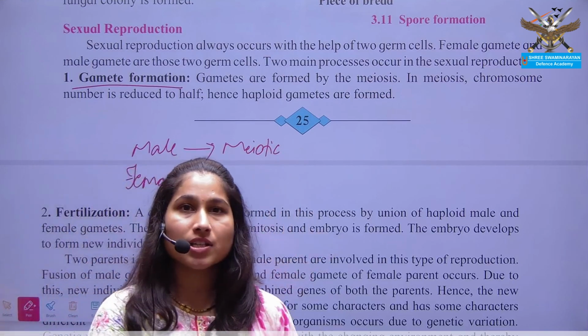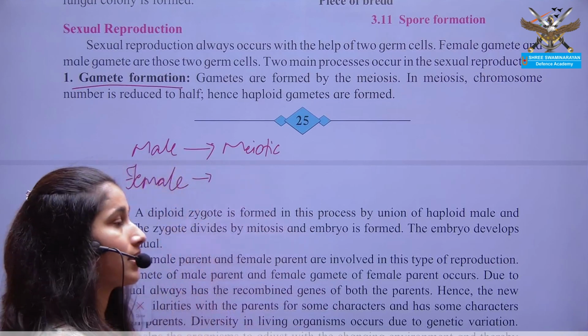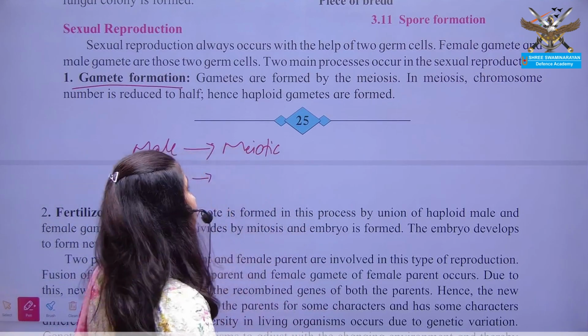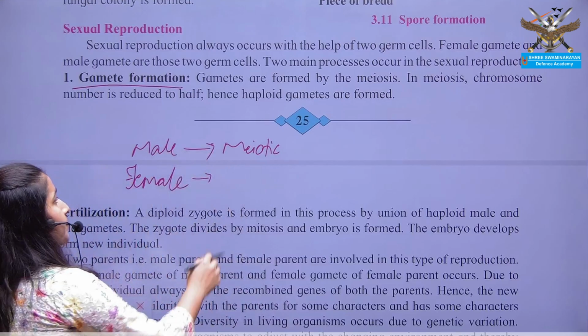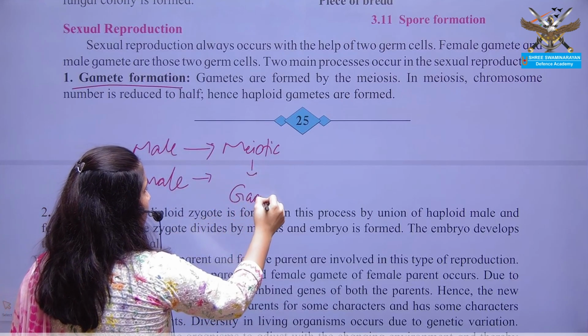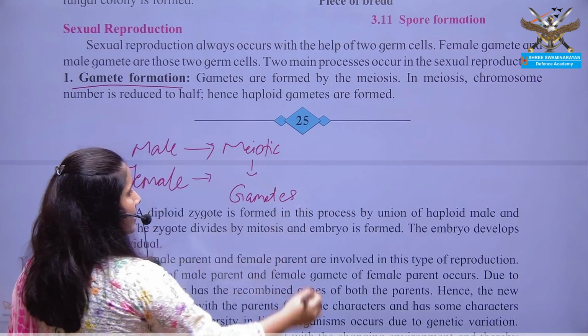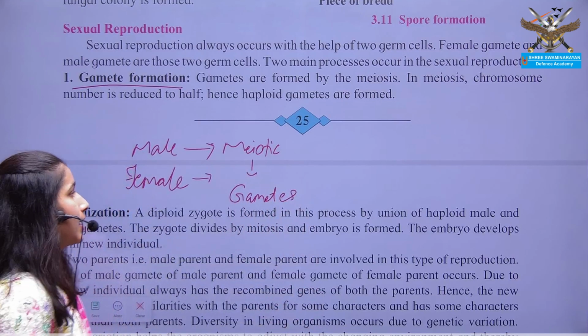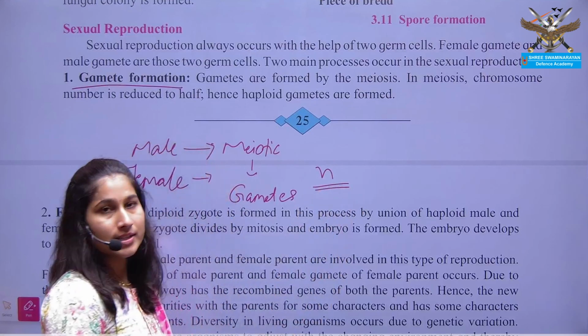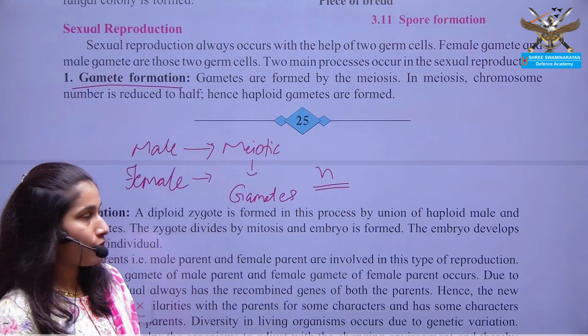In an earlier lecture we discussed cell division, why cell division is necessary, and what the types of cell division are. There we studied meiotic cell division. This meiotic cell division gives rise to your gametes, male gamete and female gamete. Here the chromosome number is haploid. You can see the haploid number of chromosomes.